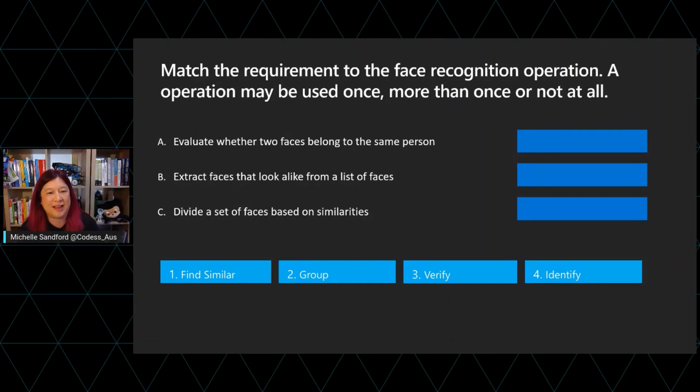And then the last one, divide a set of faces based on similarities. That would be the group then. Group operation creates several smaller groups from a list of faces based on the similarities in the faces. So it could group all the people with brown hair, all the people with big noses, all the people with mustaches, all the people with two ears. I don't know. Yeah. So you see, you need to learn what each of those is and be able to identify them, because this is a definite common question.